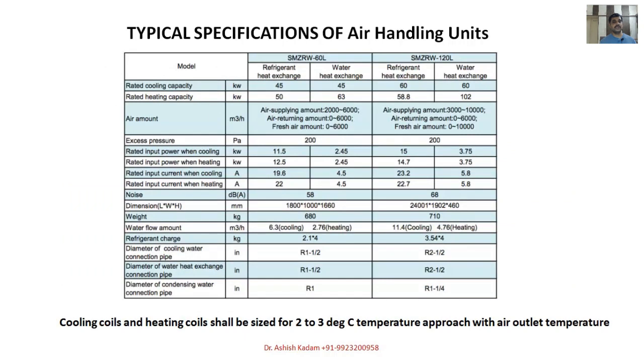So these are basically the specifications of the air handling unit. Cooling coils and heating coils shall be designed for a 2 to 3 degree temperature approach with the air outlet temperature. This is a very important aspect, because if you maintain a very big temperature approach, then your refrigeration machine will work for a longer time. Then there is a possibility of drying of the compost and the casing, and then you will require frequent watering.